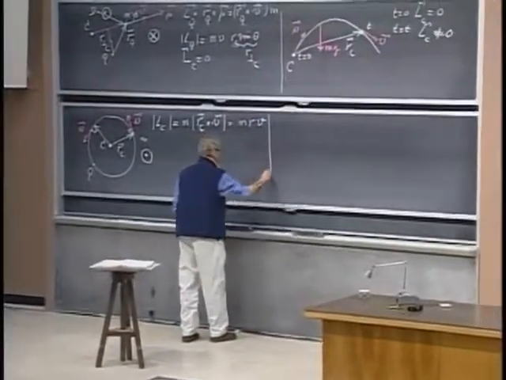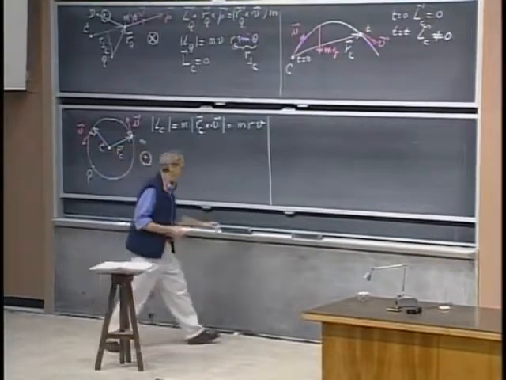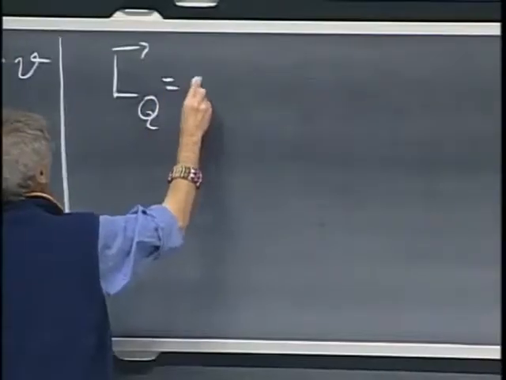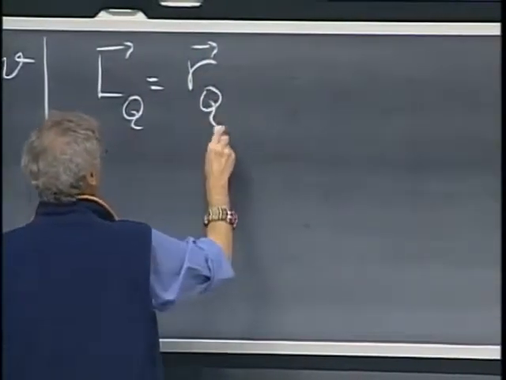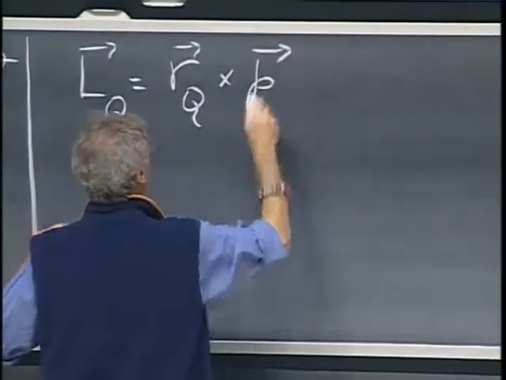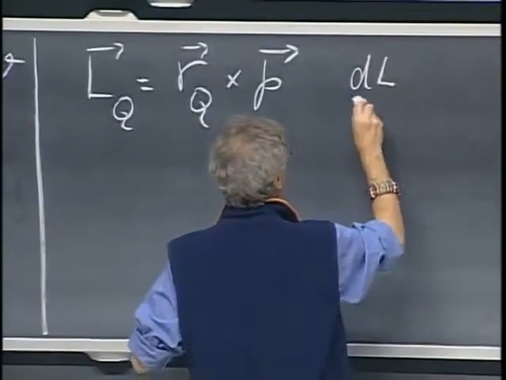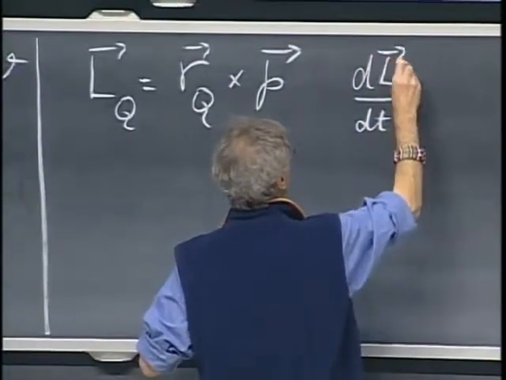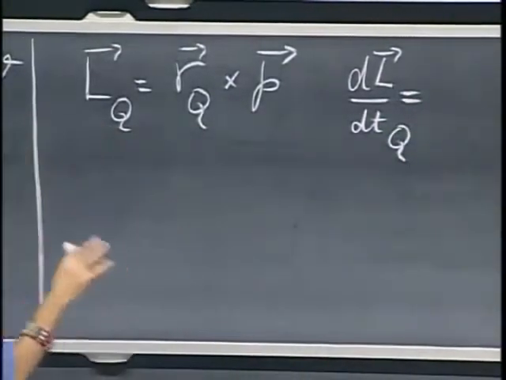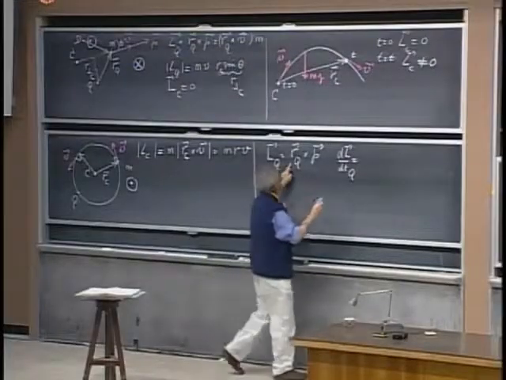And I want to address that in a little bit more general way. I take the angular momentum and I choose a point Q, and I know that the definition is position vector relative to point Q cross P. I take the time derivative, dL/dt, relative to that point Q. It's always important that you state which point you have chosen relative to which you take the angular momentum.